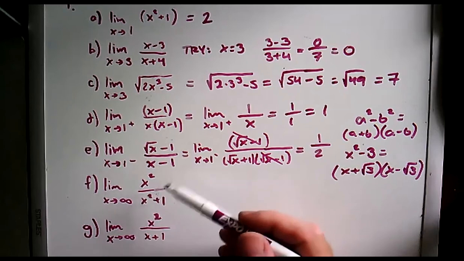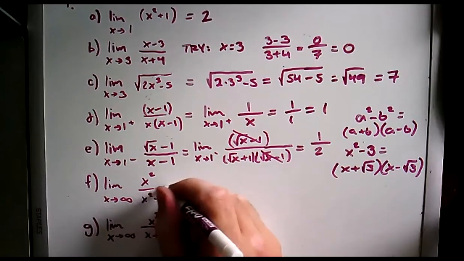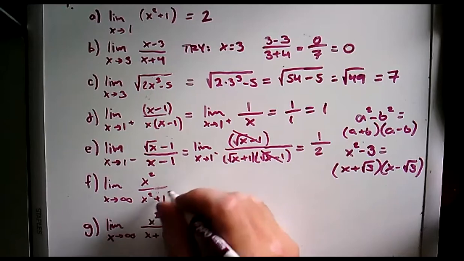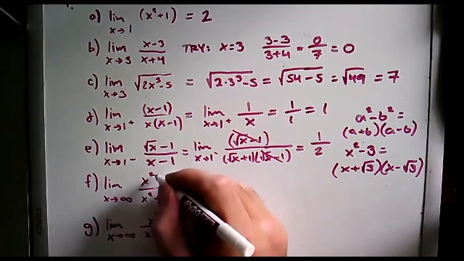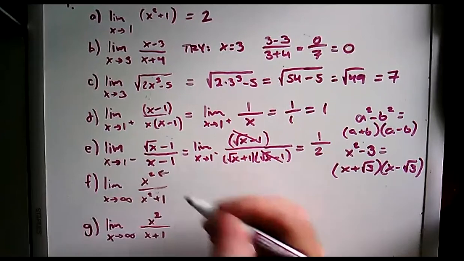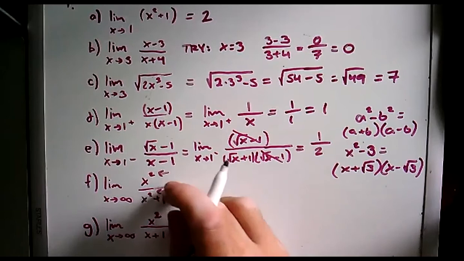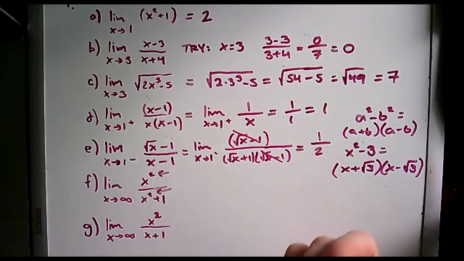So the question is, well, what if both things are increasing? So we have both the numerator and the denominator increasing here. What happens? Well, it really depends on which is the stronger function, and we measure that by looking at the degree of the function. So in this case, we have a degree 2 polynomial in the numerator, and we have a degree 2 polynomial in the denominator, which means that these two forces are roughly equal in strength.